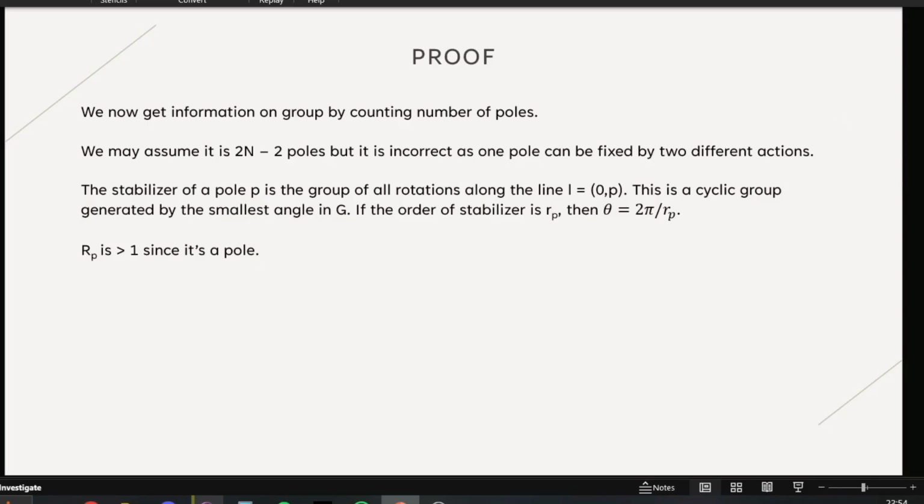Excluding the identity, which will not move anywhere, the order of the group is N, so each group element will have one rotation. So the order of G is N.